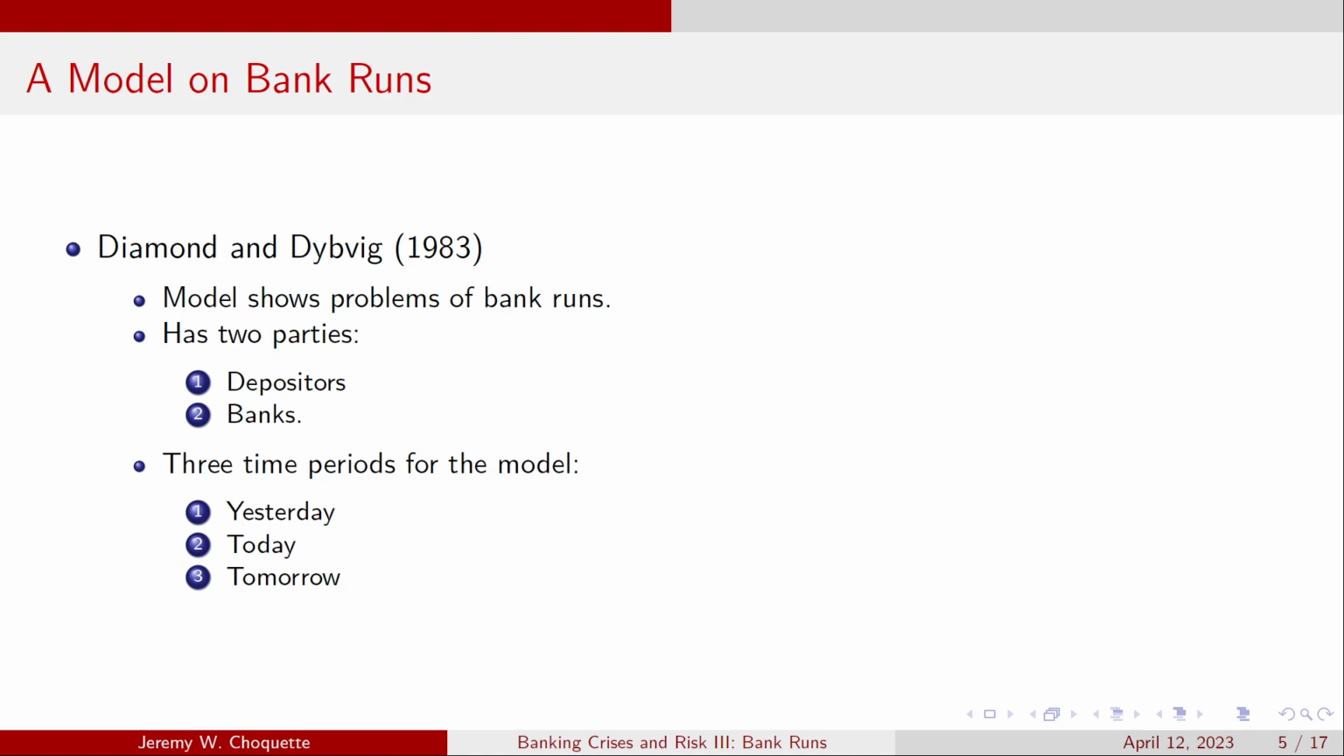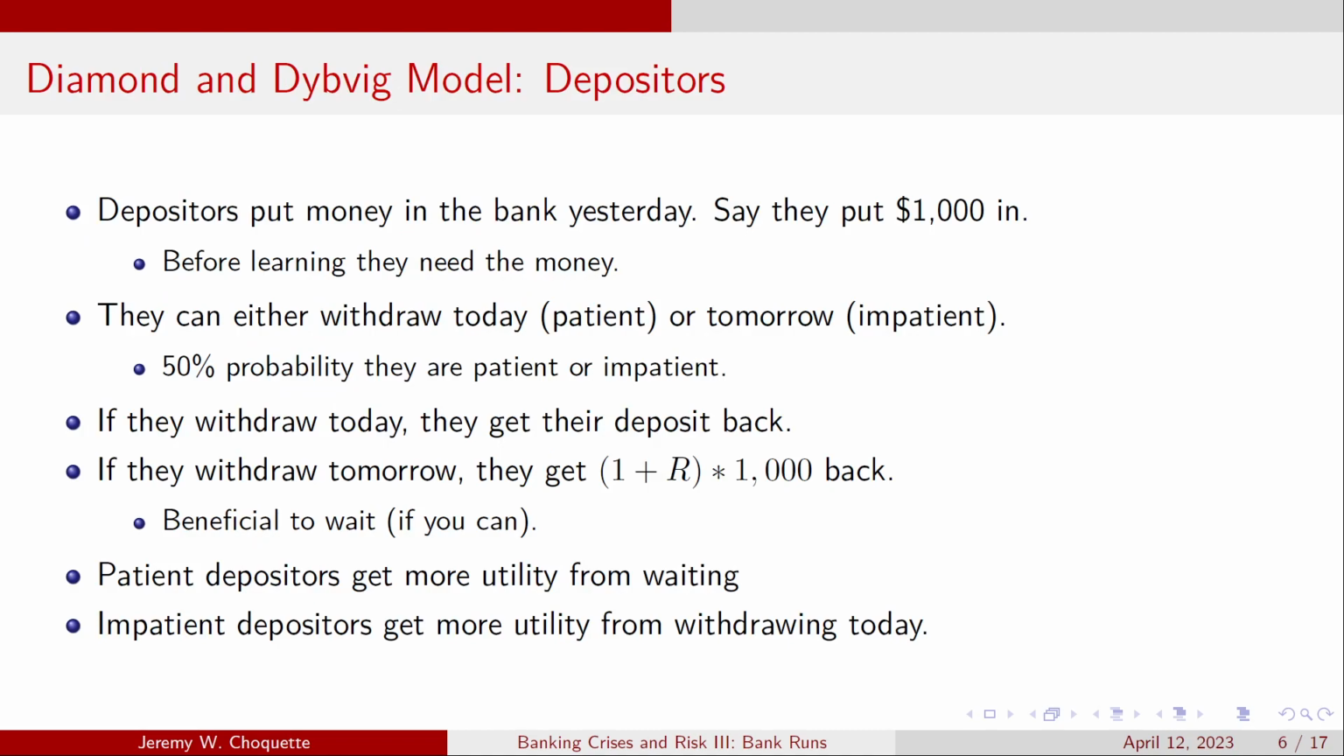Now, in order to understand bank runs, I'm going to cover a model on bank runs, and I'm going to cover it in the simplest possible way, so you don't really have to do any math or anything like that. The model is going to show the problem of bank runs. It's a game theoretical model, and there are two players in the game: depositors and banks. There are 3 time periods for the model: yesterday, today, and tomorrow.